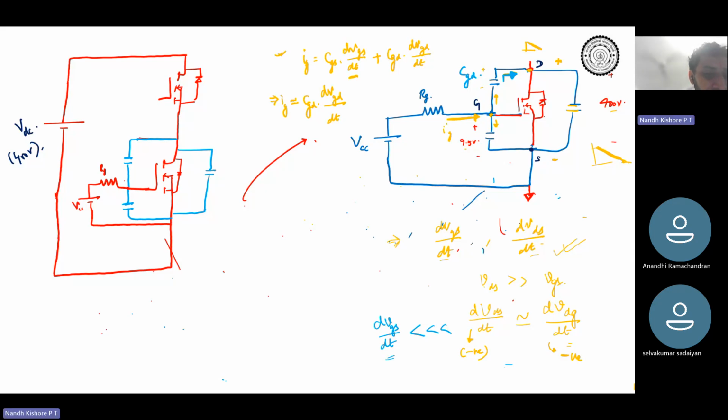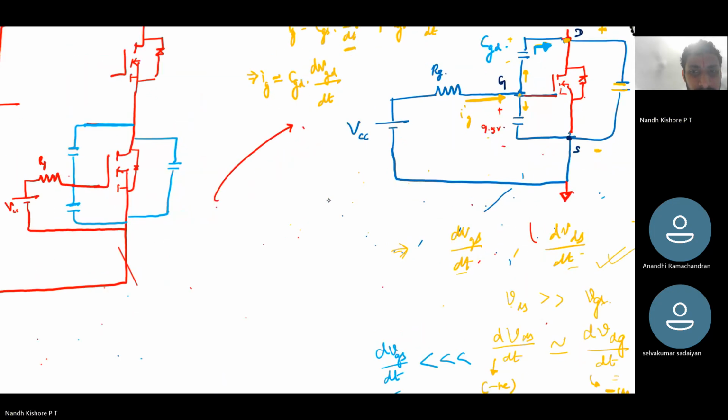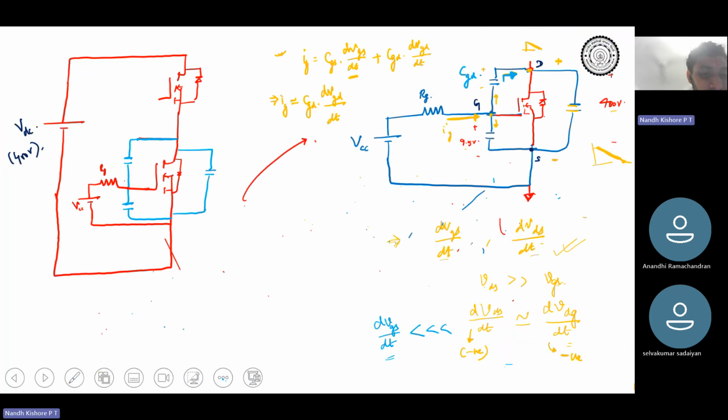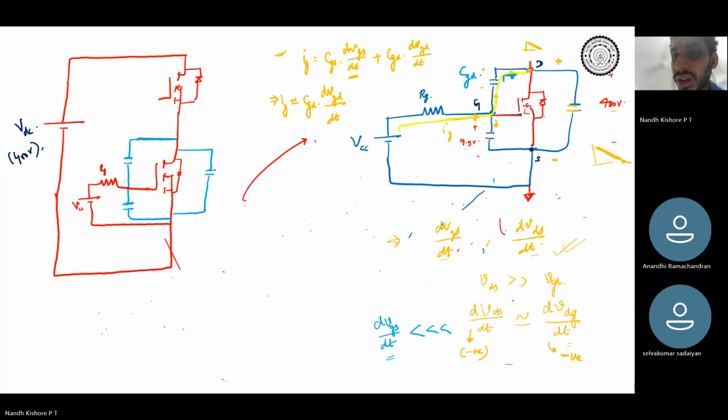So I can tell that my entire current almost flows only through CGD. It will flow like this and then complete its path. No current, or very, very little current, will flow through the CGS capacitor. Do you agree with this, Anandi and Selvakumar sir?